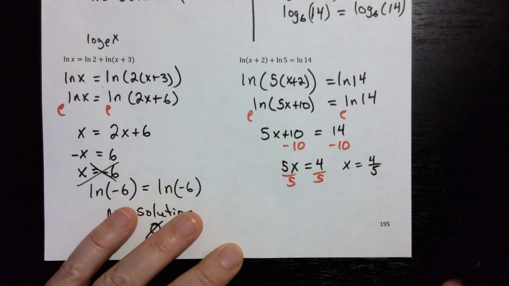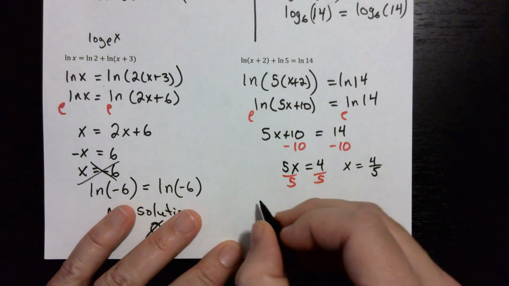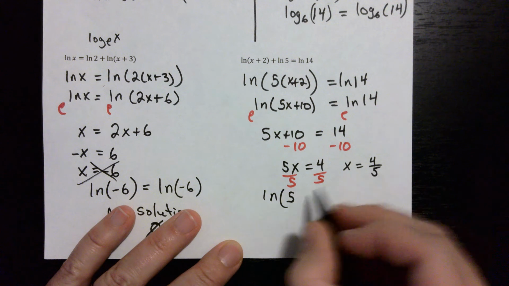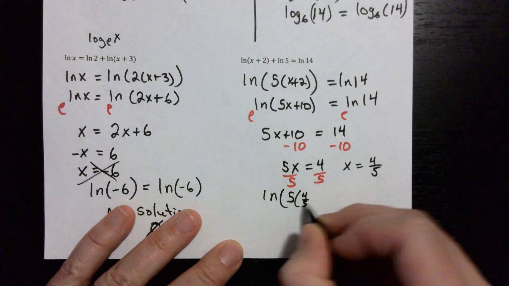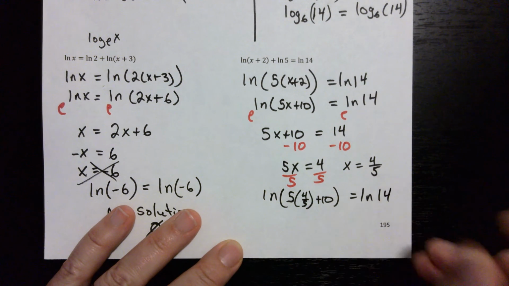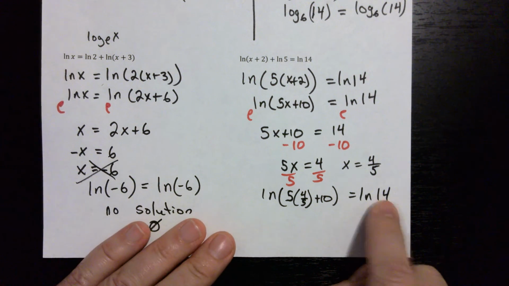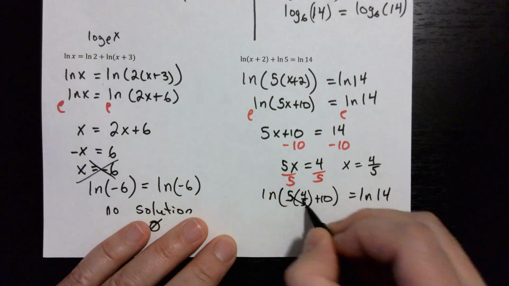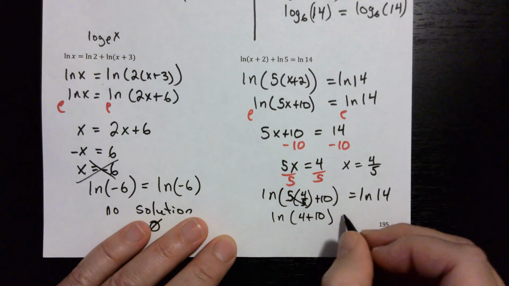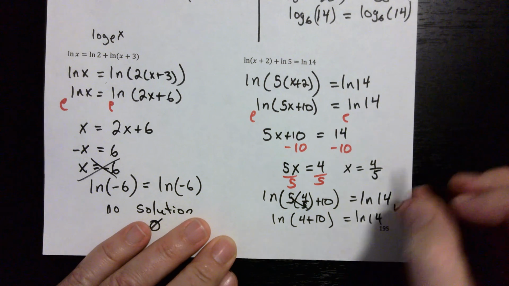Okay, let's plug that in and see if it works. I'm going to plug it into this part right here before I applied e. So it'll be ln of 5x plus 10, but I'm putting this in its place, so 5 times 4 over 5 plus 10 equals ln of 14. If I can show that the inside here is equal to 14, and 14 is in the domain of a logarithm because it's positive, then let's see what happens. These 5's cancel out. You get ln of 4 plus 10 equals ln of 14. 4 plus 10 is 14, so this works. This is a good solution.